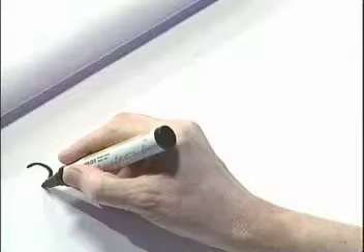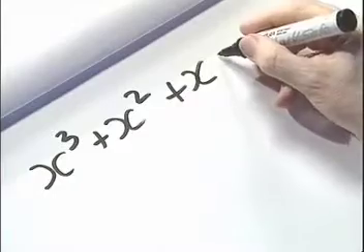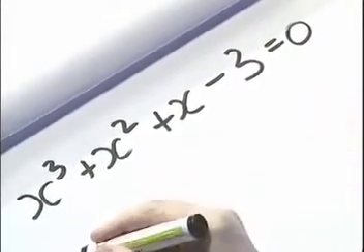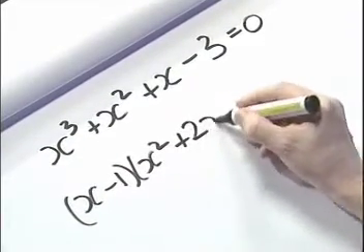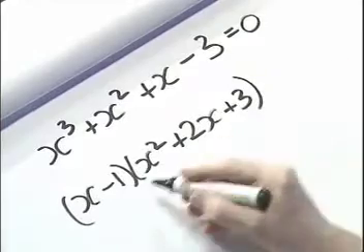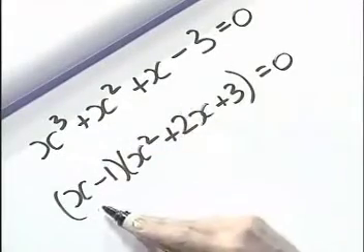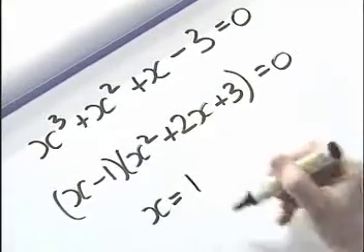Now look at the equation x cubed plus x squared plus x minus 3 equals 0. This expression factorizes to x minus 1 times x squared plus 2x plus 3. So we can put this equal to 0. The quadratic x squared plus 2x plus 3 equals 0 has no real solutions. So the only solution to the cubic equation is to put x minus 1 equal to 0, giving the single real solution x equals 1.